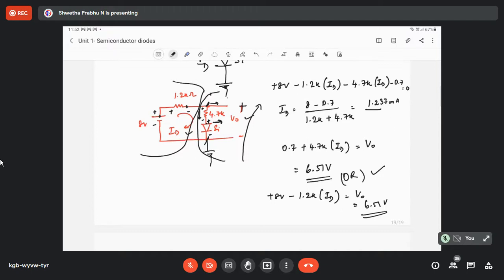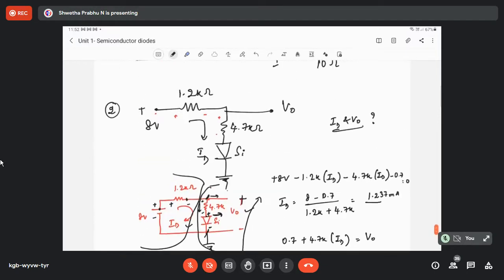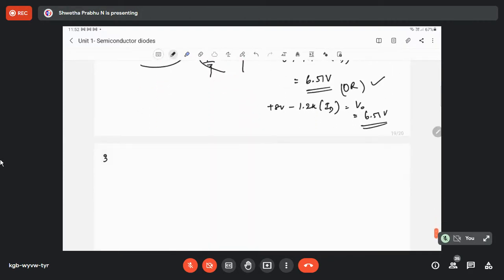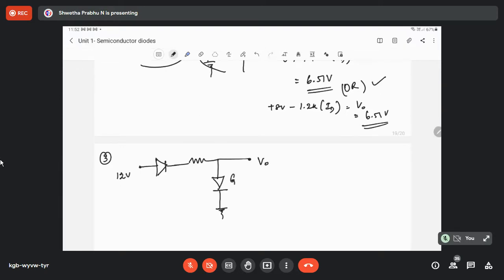One more question we will consider, and later we will wind up. Next question. Input is 12 volts, a silicon diode connected in series with a resistance. This is a germanium diode and this is a silicon diode, and this resistance is 4.5 kilo ohms.